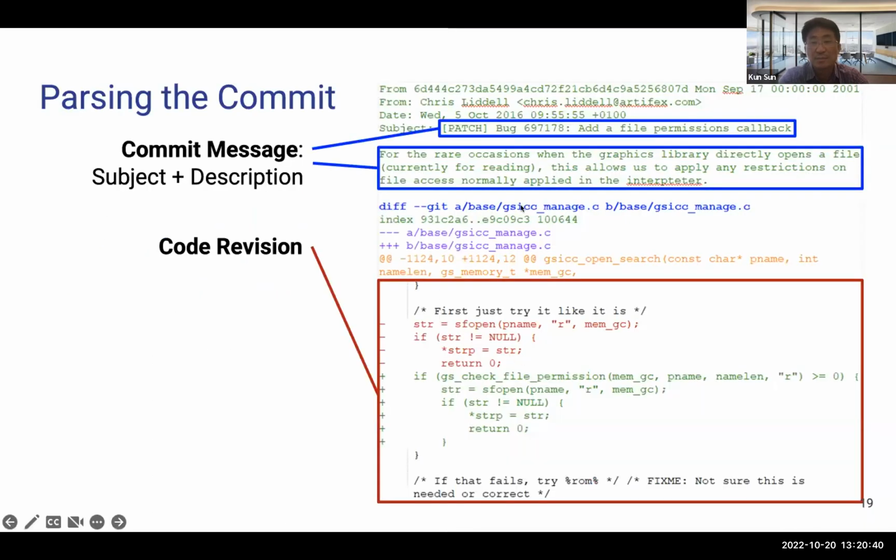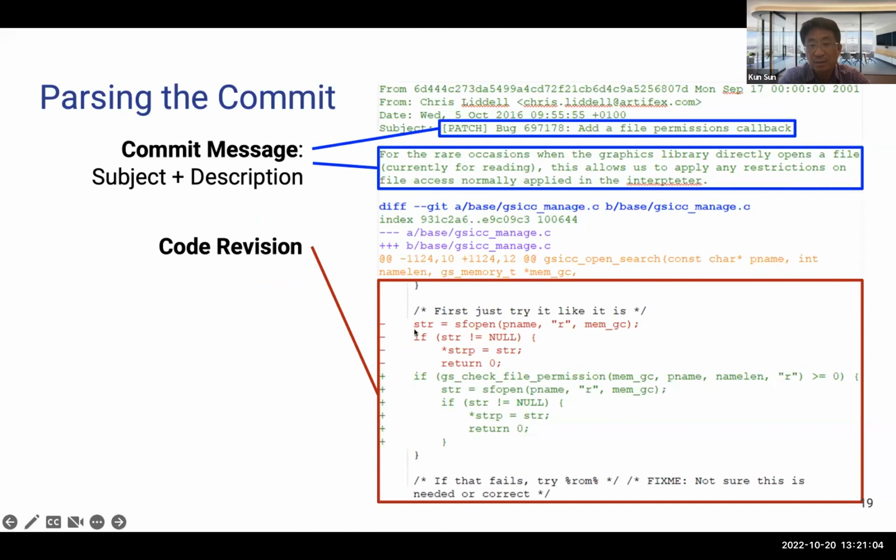The input contains two parts. One is the commit message. It includes the subject and also the description. This is provided by the committer when they submit the commit. And the second part is the code revision. This is about what is being changed.